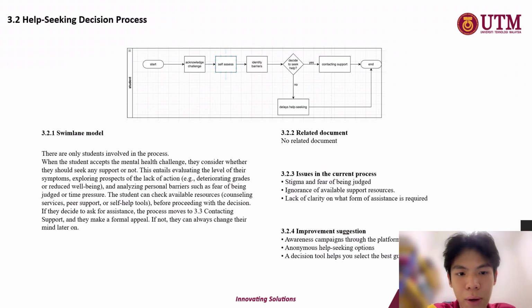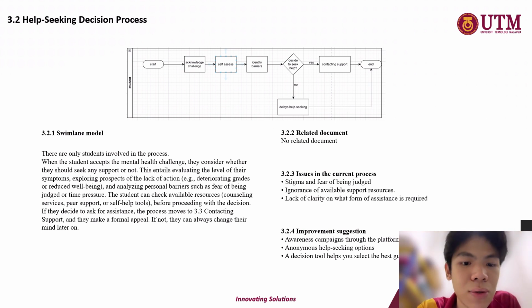Okay, now I'm going to talk about 3.2, the help-seeking decision process. There are only students involved in this process.